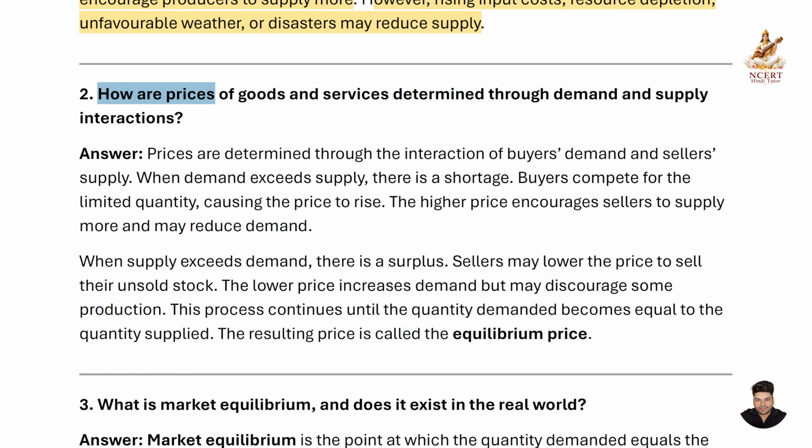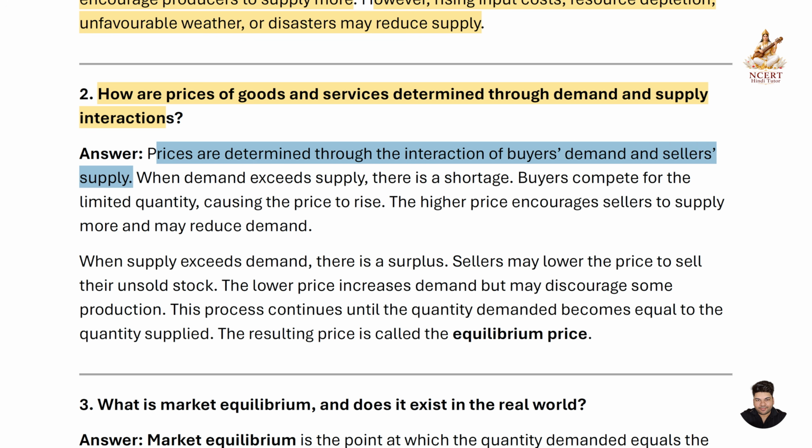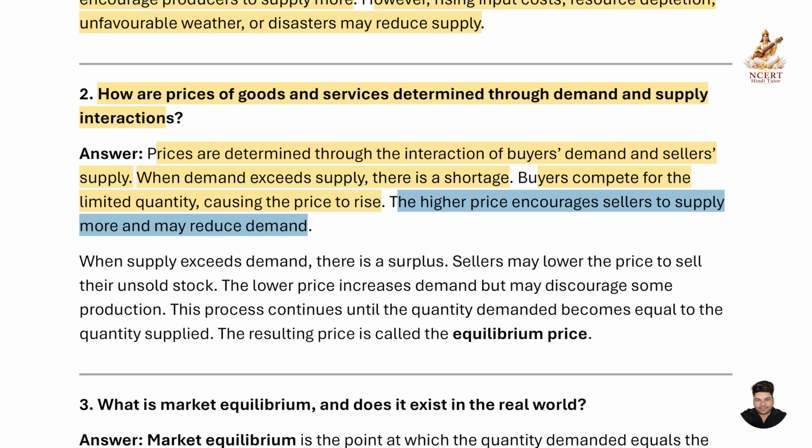Question 2. How are prices of goods and services determined through demand and supply interactions? Answer. Prices are determined through the interaction of buyers' demand and sellers' supply. When demand exceeds the supply, there is a shortage. Buyers compete for the limited quantity, causing the price to rise. The higher price encourages sellers to supply more and may reduce demand.